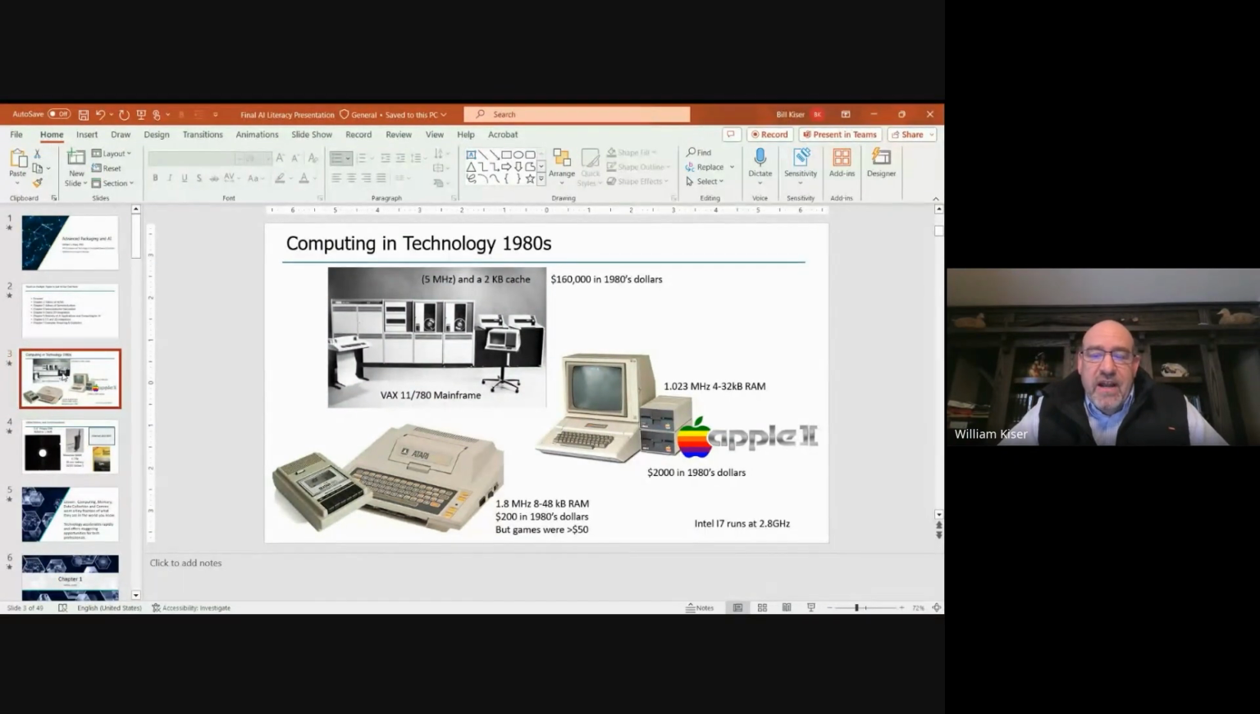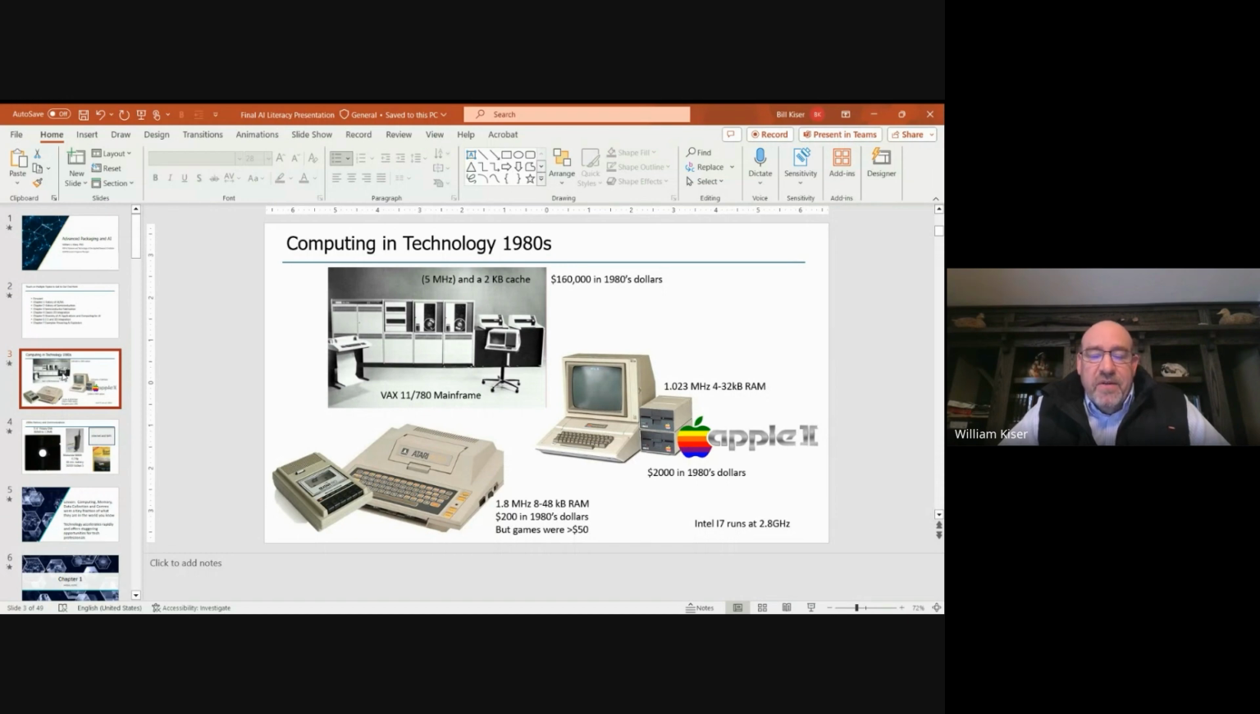If you were fortunate enough to have a desktop, and very few people were, they were pretty much only at the high school level or at the commercial level, it was probably something like an Apple II. An Apple II ran at 1 megahertz. It had at its best 32 kilobytes of RAM. It was $2,000 in 1980s dollars, which meant it's $6,000 to $7,000 to have this now. So this is a $7,000 desktop.